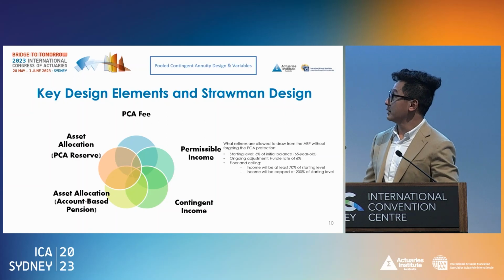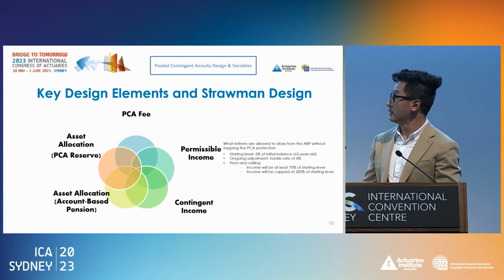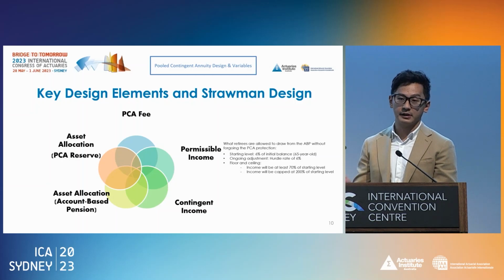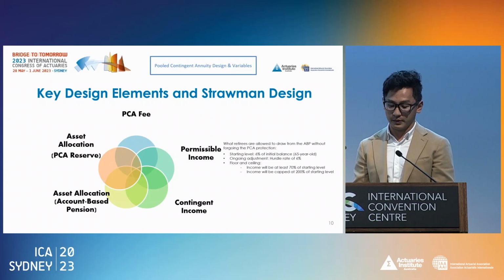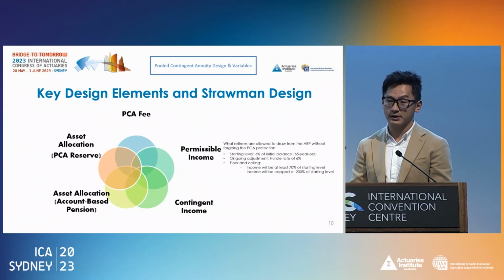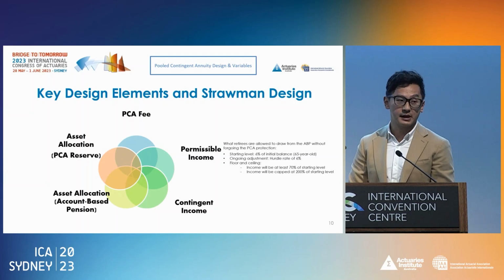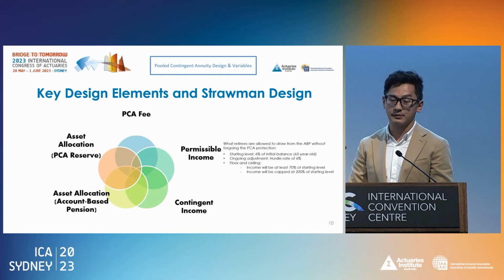And to add some protection, we put in a floor of 70% of the starting level. So regardless of what the investment experience and the hurdle rate formula turns out to be, the floor will always be 70% of the starting level. And to keep the cost down, we also apply a ceiling of 200% of the starting level. So this can be configured and optimized, depending on what the product provider is aiming to do.